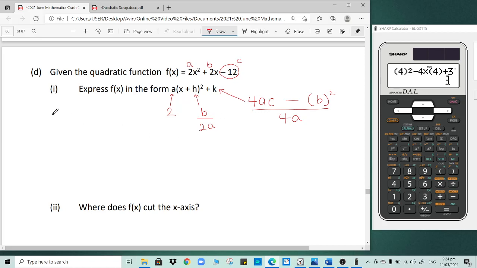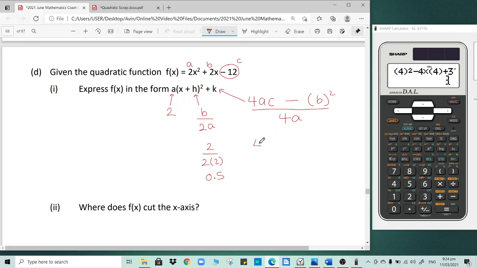So let's go ahead. B is how much? Let's work it out right here. B is 2, and A is 2. So 2 by 2 is 4. 2 divided by 4 is 0.5. So we know the value of h is 0.5. I'll write in everything neatly on the side here.